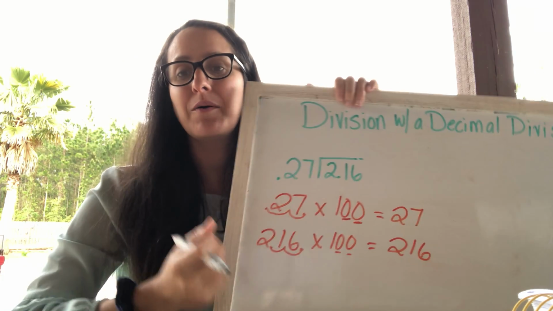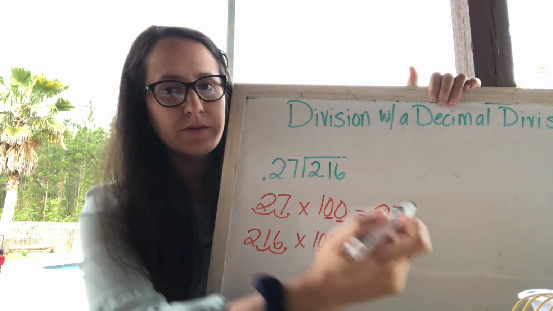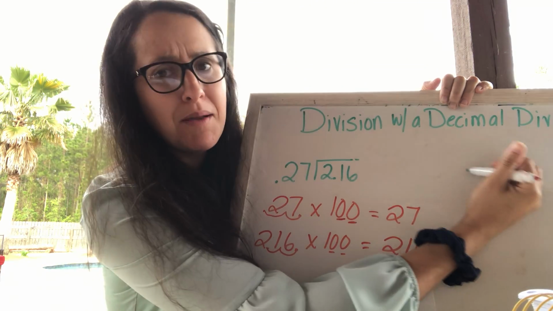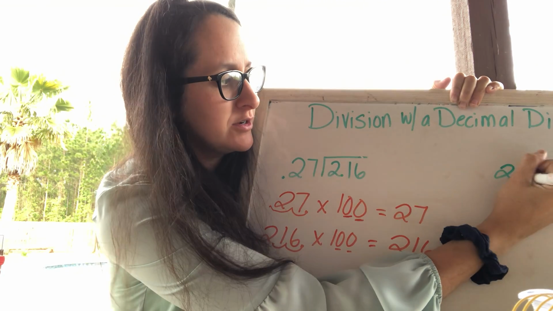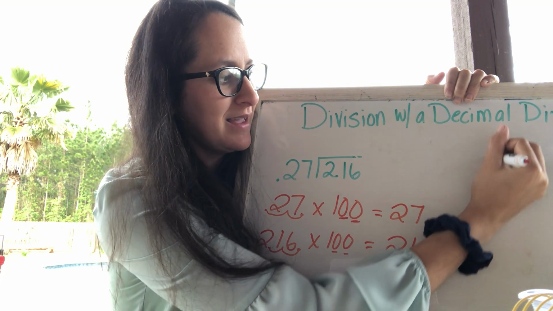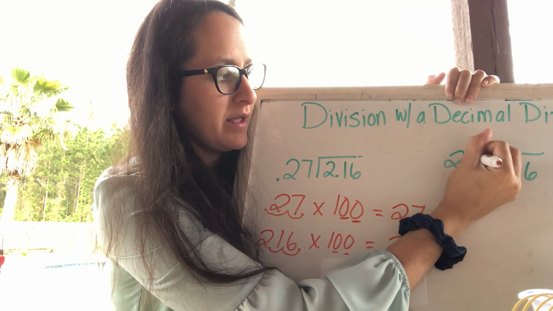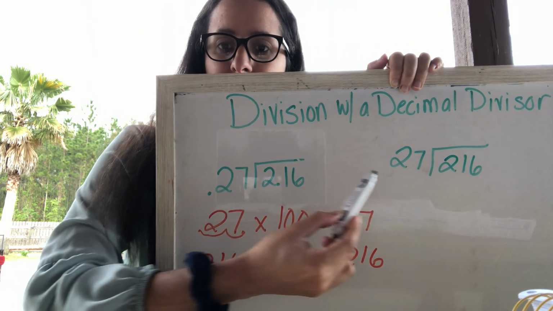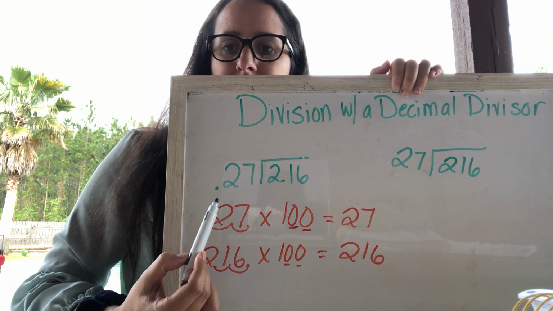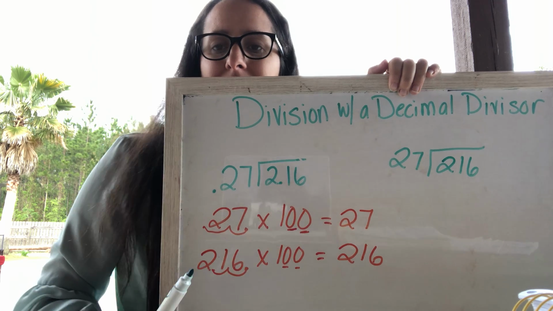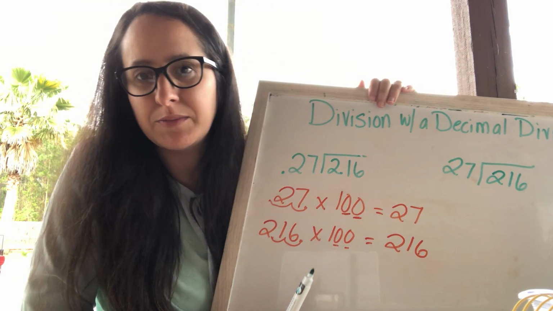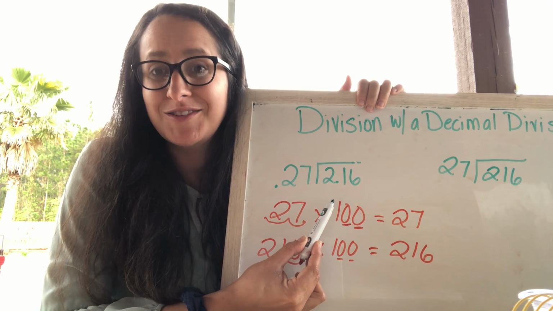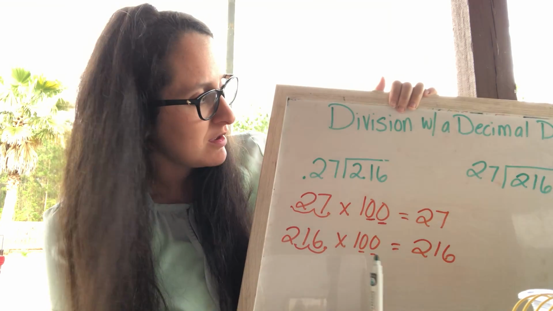Now my problem is going to read 216 divided by 27. So do you see what that looks like? We are just moving those decimals over. We just moved them over to the right. Whatever I did to my divisor, I also did to my dividend.